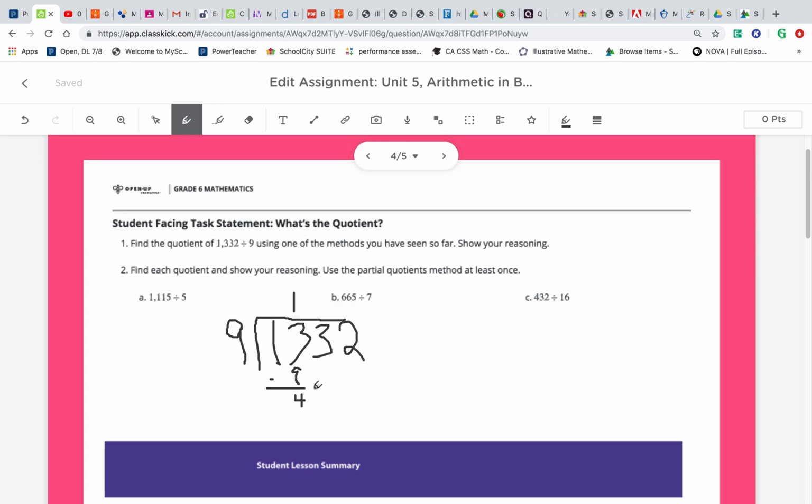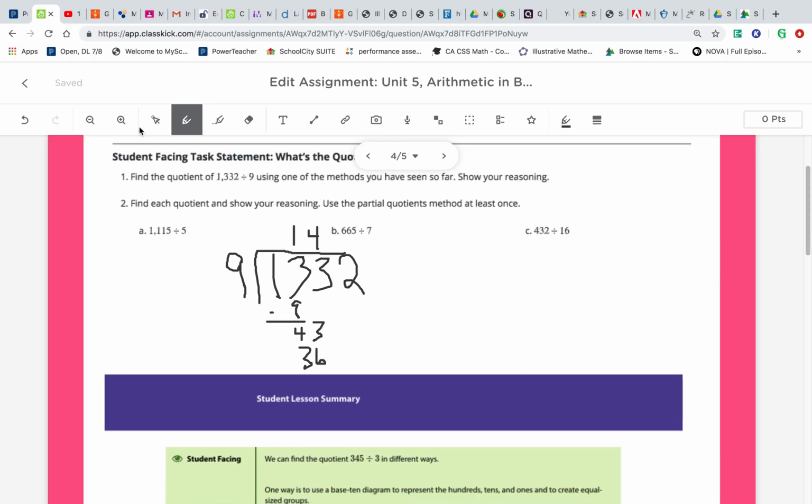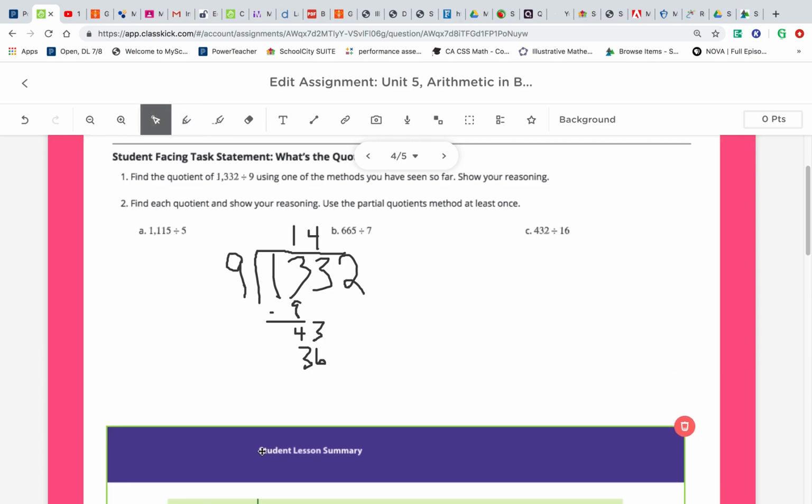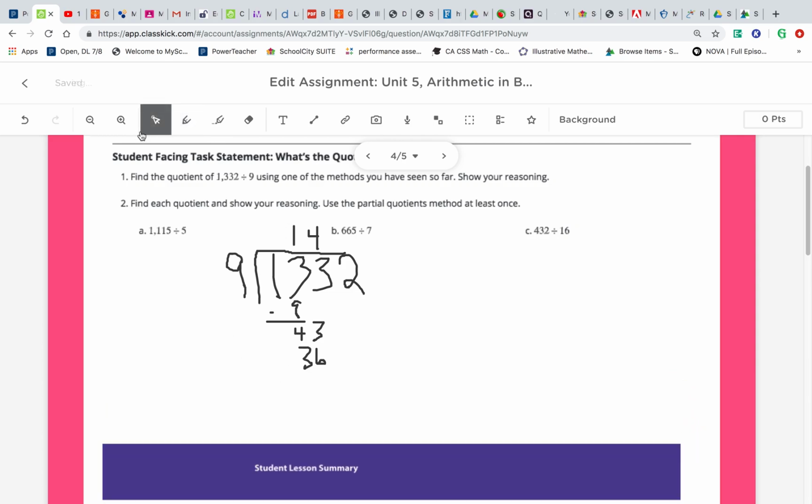And then I'm going to bring down this 3, right? So 9 can go into 43 and go 4 times. So I'll put 4 here. 4 times 9, that's 36. And I'm going to go ahead and move this piece down. So 4 times 9 is 36, we said. So 43 minus 36, we have that. That's going to be 7.